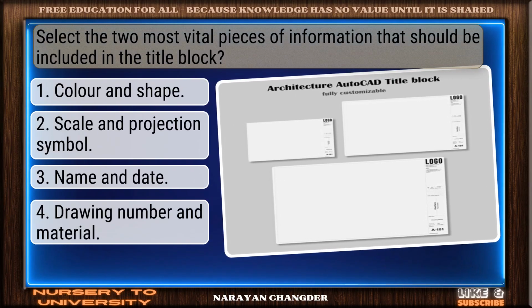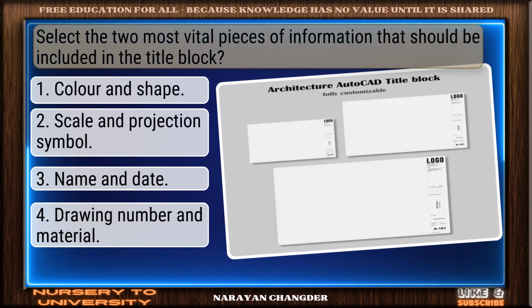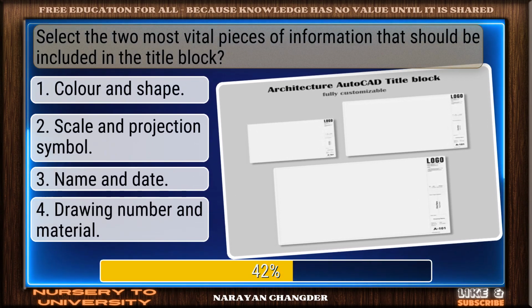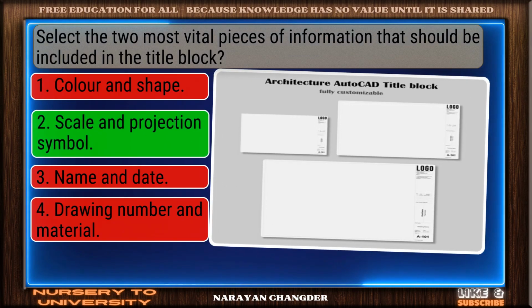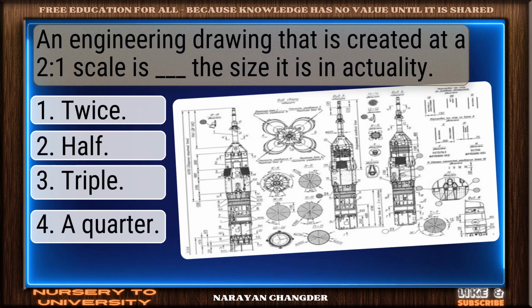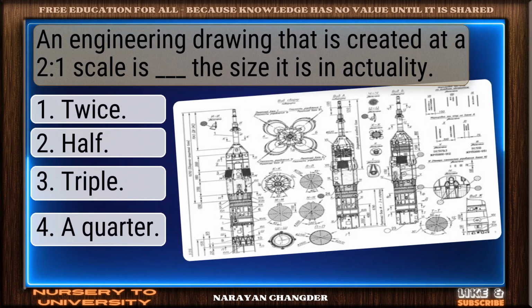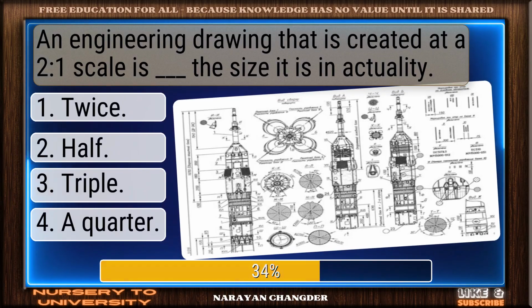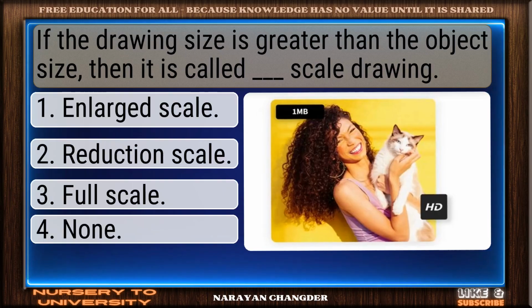Select the two most vital pieces of information that should be included in the title block. Well done. Scale and projection symbol is the right choice. An engineering drawing that is created at a 2:1 scale is dash the size it is in actuality. Bravo, twice is the answer.